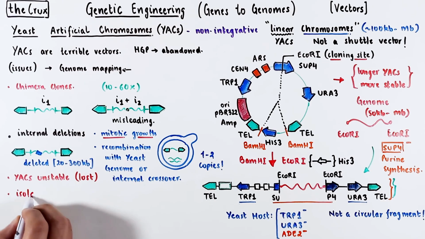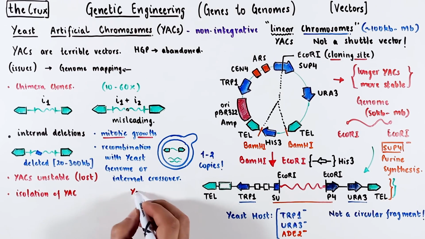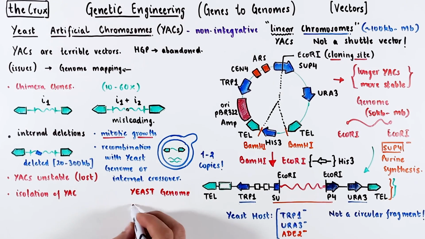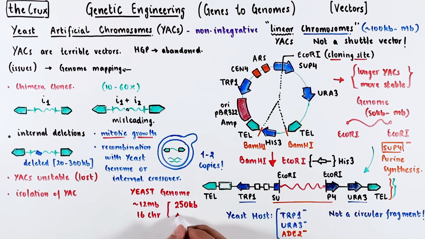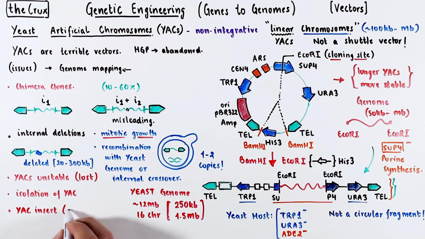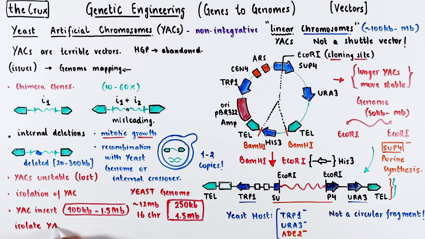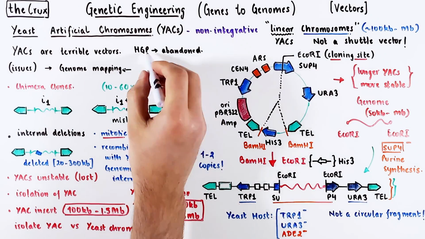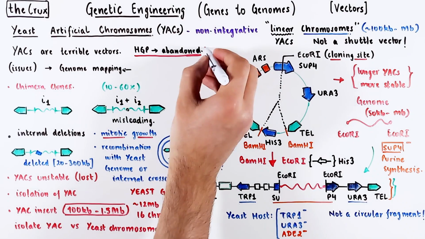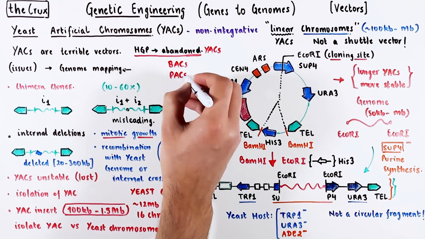The biggest issue is the isolation of a YAC. Yeast genome is about 12 megabases. It has 16 chromosomes that range from 250 kb to around 1.5 megabases. The size range of a YAC is exactly the same as the size of a typical yeast chromosome. So then how do you isolate a YAC and not a yeast chromosome? These are a few reasons why YACs were abandoned. The Human Genome Project eventually switched to BACs and PACs.